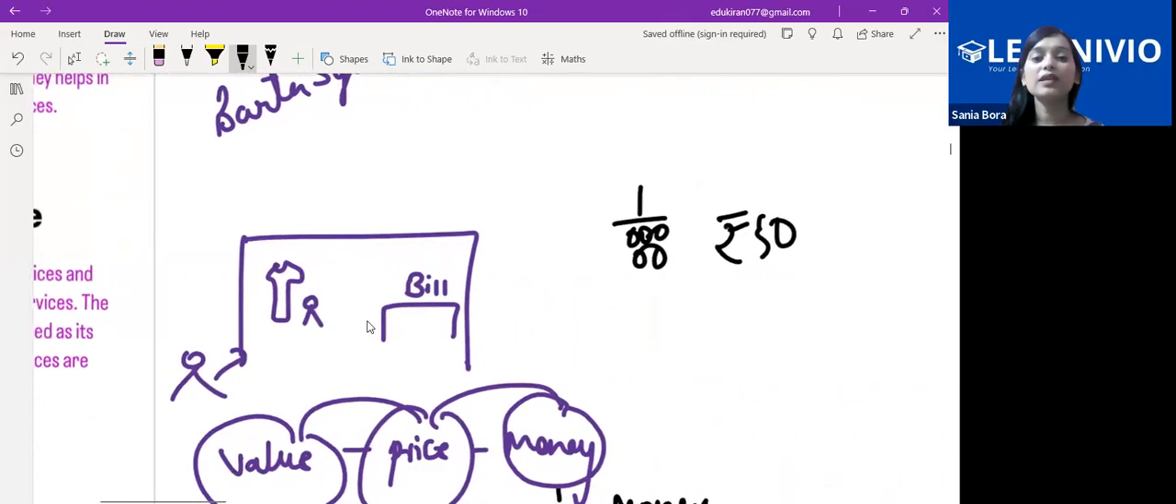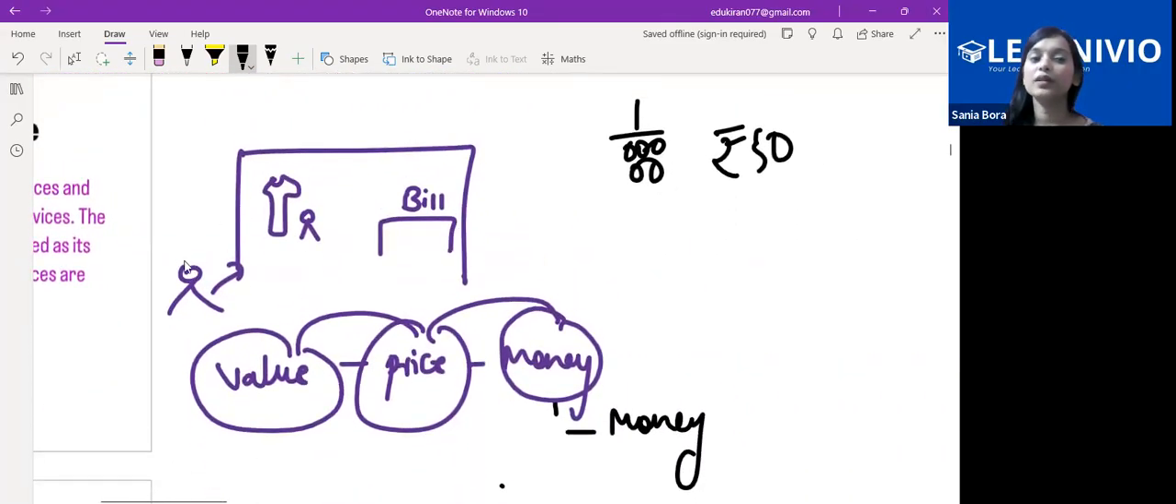Now, measure of value. Let's take an example here. This is you. You went to the shop. You saw this nice shirt and you were like, it's very nice, I want to purchase it. There was a salesperson. You asked, what is the value of this shirt? So he told you the price.